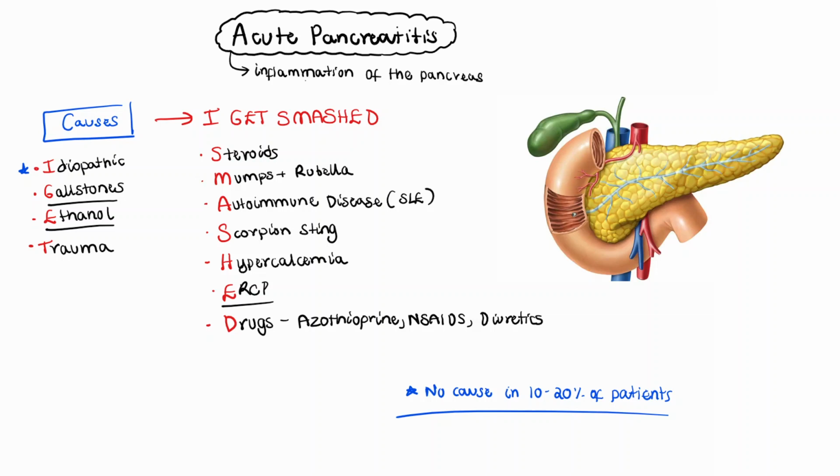Trauma can cause it. Steroids, mumps and rubella, autoimmune disease like SLE, scorpion stings, of course, hypercalcemia, ERCP, and drugs. These drugs include azathioprine, NSAIDs, and diuretics. So those are the causes of acute pancreatitis.